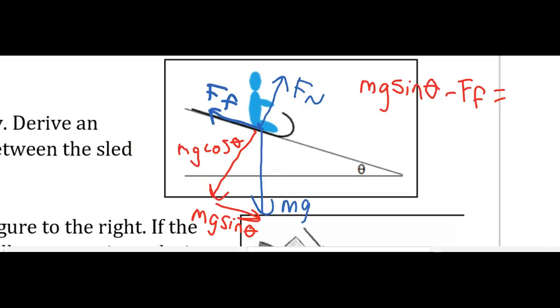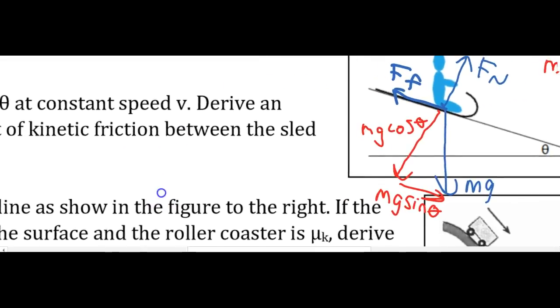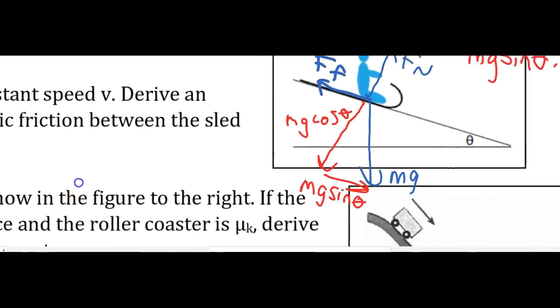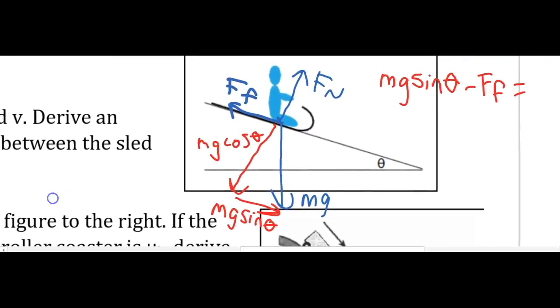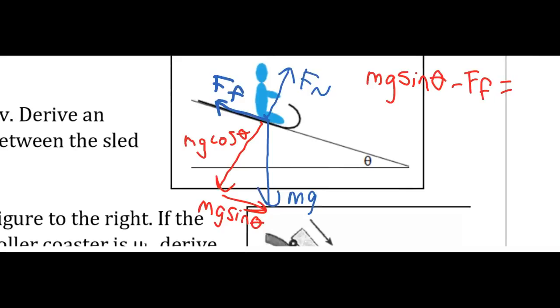So net force in the x would be mg sine theta minus force of friction equals, now did this one say constant speed or constant velocity? Let's test it out. There we go, constant speed. So if you're going at a constant speed, your acceleration is 0. So then this side equals 0. Right? So now I can keep going because I need the coefficient of friction. So this would then become mg sine theta equals force of friction, which is mu Fn.